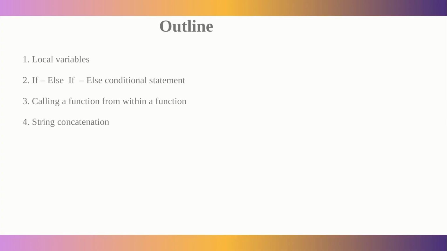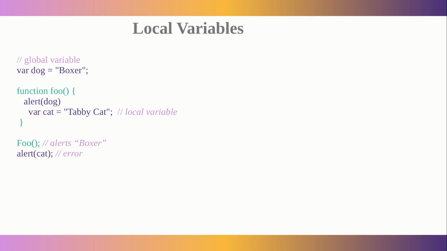Before we start our next function, let's briefly discuss a few topics that we'll be using in our function. And let's start off with local variables. I briefly mentioned local and global variables earlier on. And to reiterate, local variables are within a function and are only accessible to the function within which they are declared and have what is called local scope.